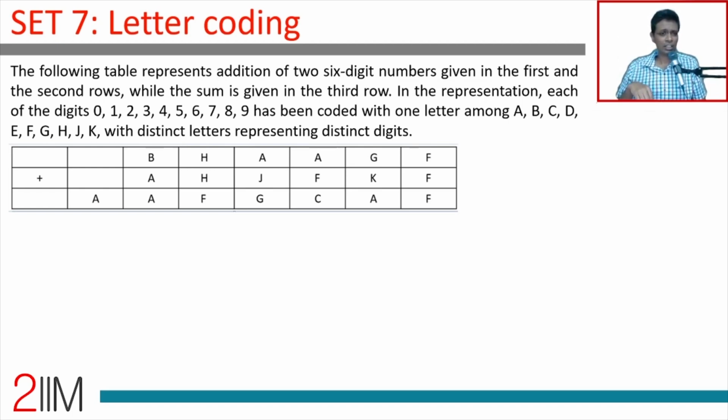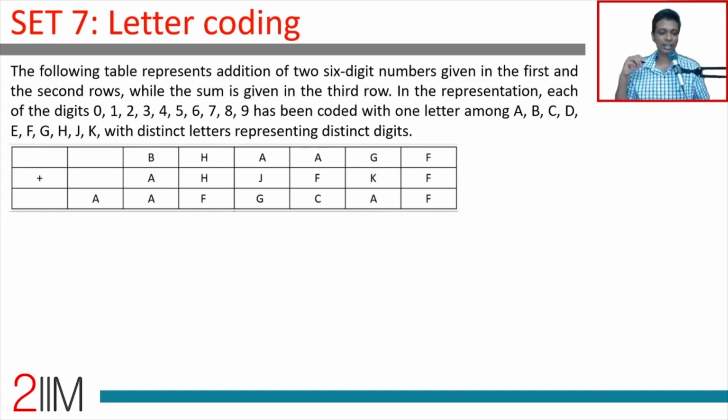The following table represents the addition of two 6-digit numbers given in the first and second rows, while the sum was given in the third row. In the representation, each of the digits 0 to 9 has been coded with one letter among A, B, C, D, E, F, G, H, J, K, with distinct letters representing distinct digits.